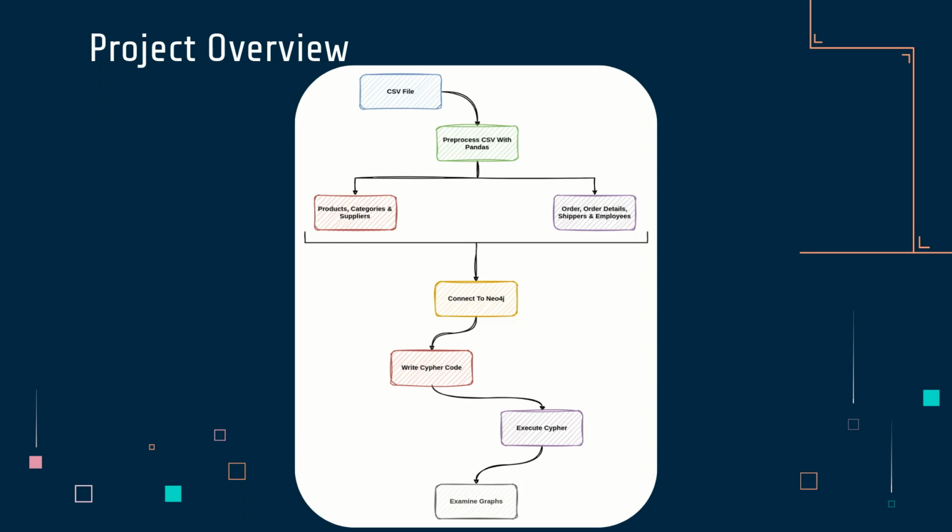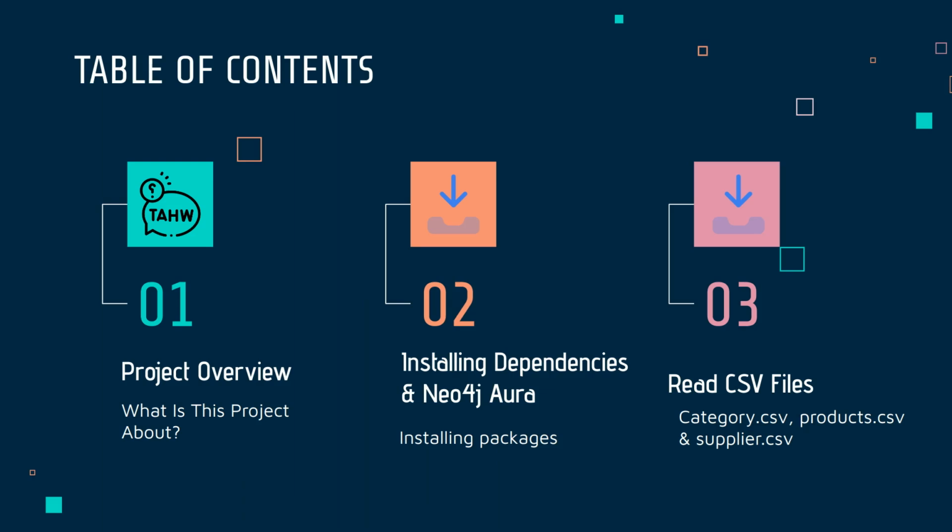So taking a CSV file, doing some pre-processing of the CSV file, writing some Cypher code, and then executing the Cypher code to insert the data into a knowledge graph, right? That's what we're going to be doing in this video. In the upcoming video, we're going to learn how to build a RAG application on top of this knowledge graph that you're going to create in this video. Okay, so that's basically a project overview.